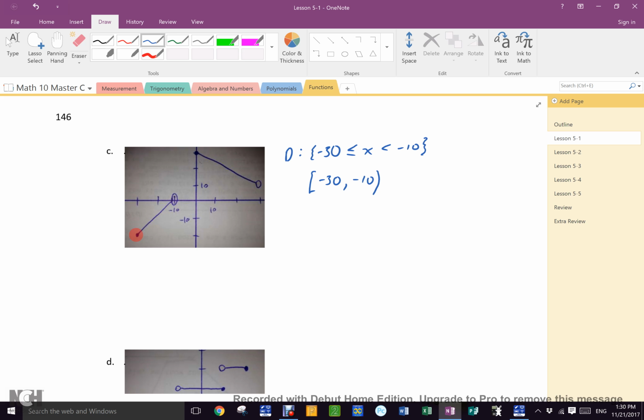All right. Now you guys are smart kids. What's the range of this part of the graph? Negative 20. Is negative 20 included? How do you know? Because it's got a closed dot. So it's negative 20 less than or equal to y, which is less than zero. Okay, which part, Ethan? Oh, this one.